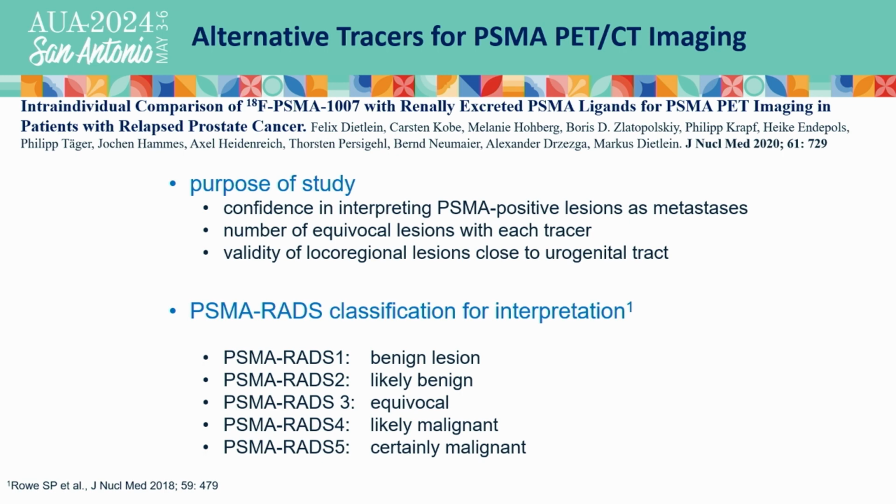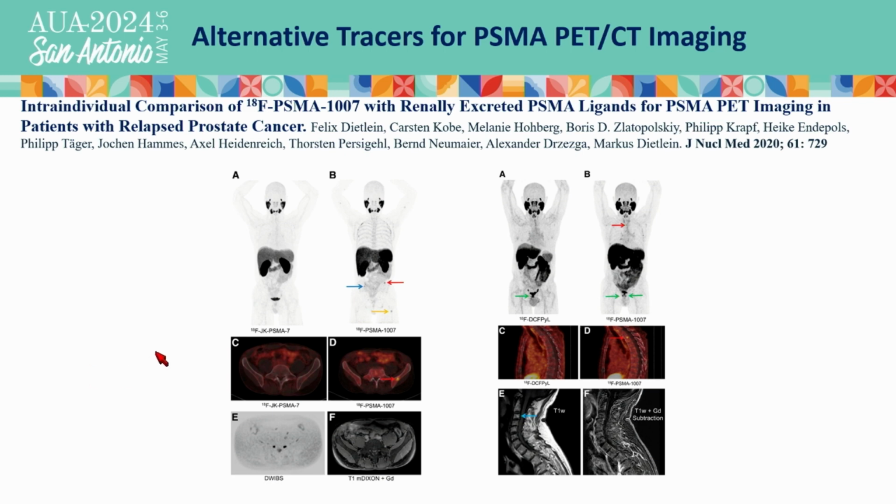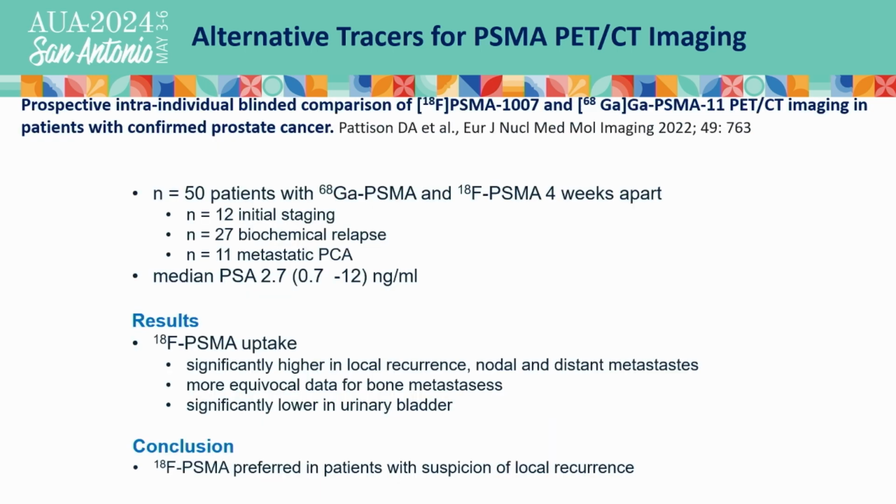And then we had a classification for our interpretation, similar to the PI-RADS system you use in a multiparametric MRI. So if we have PSMA RADS 1 or 2, we know it's a benign lesion. The 3 is always an equivocal lesion, and 4 and 5 are typically malignant. When we analyzed those patients, these are some examples where you can see that this F18 1007 tracer will identify many of these very small spots which will not be identified by a gallium PSMA PET CT scan.